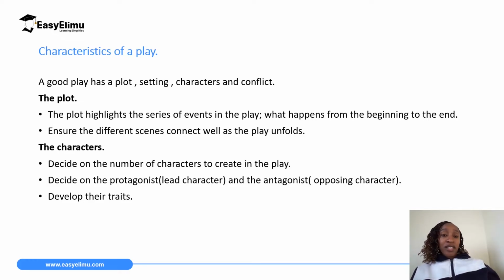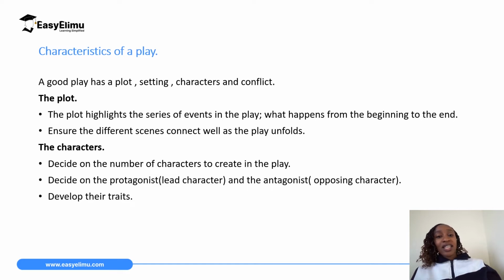Number two characteristic of a play is the characters, but all forms of writing have characters. So if you're writing your play, decide on how many characters you want in your play. Decide which character will be the protagonist and which character will be the antagonist. And then also develop their traits, what we call character traits. How do they behave? How do they dress? How do they talk to each other, to other people? That is what we call character traits.